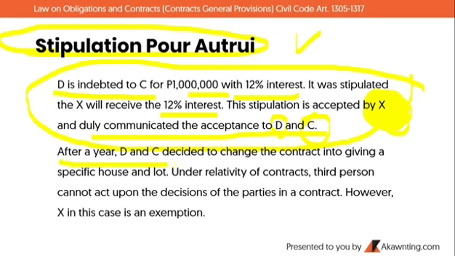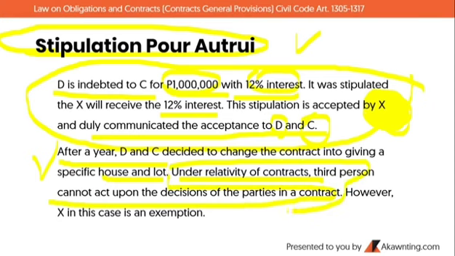After a year, D and C decided to change the contract giving a specific house and lot. Okay? So, parang nagkaroon ng novation, di ba? So, kung maalala nyo yung novation na topic natin last video. So, from payment of 1 million together with interest, ginawa na lang siya na payment of house and lot. Okay? So, under the Relativity of Contracts, third person cannot act upon that decision. Kasi, yun nga, yung kontrata ay between them only. However, this is an exemption.